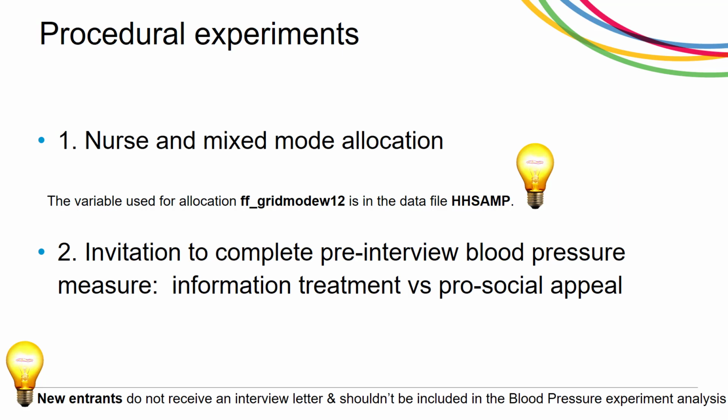The information versus pro-social appeal experiment included sending a different advance letter to the 3 samples. 1/3 were provided information on their nearest pharmacy to enable blood pressure measurement, 1/3 an altruistic pro-social appeal text to encourage participants to get their blood pressure measured. The remaining sample, the control group, did not receive any of these treatments. Allocations to treatment were at household level, so everyone in the household was treated the same.